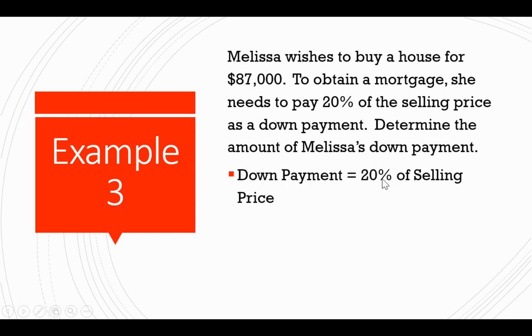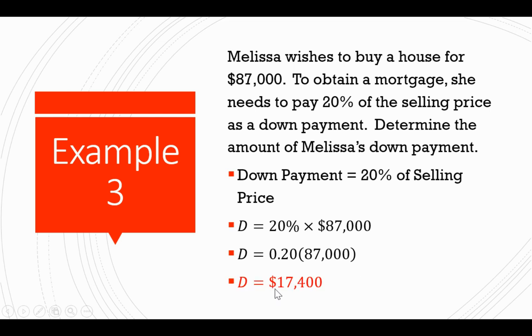How do we calculate this? Well, down payment is 20% of the selling price. So when we see this, our D for down payment is going to be 20% times $87,000. We convert these into decimals so that they work better. 0.20 times 87,000. So she needs to show up with $17,400 to use as a down payment.